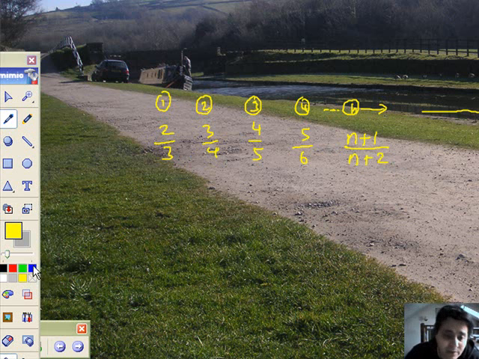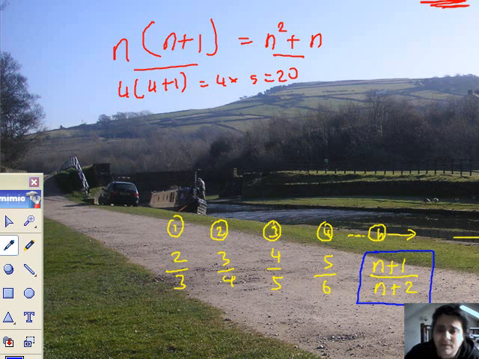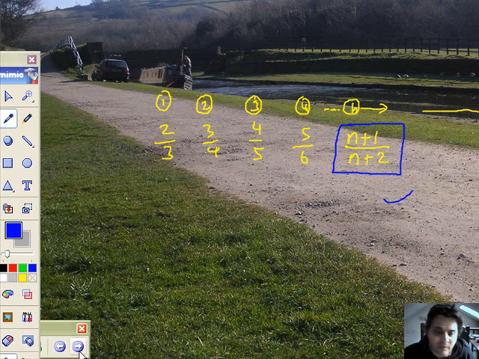And that is a beautiful nth term sequence. There it is. That's lovely, isn't it? So if I wanted to work out the 20th term, I'll just go 20 plus 1 divided by 20 plus 2, 21 over 22. That's very powerful.